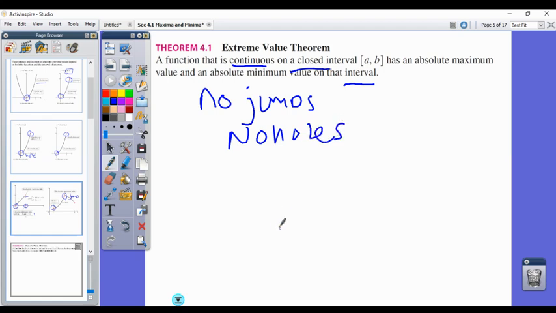Okay, so even if I had something like, here, let me switch colors. Let's say I had something like this. So we only are looking at this interval here between, I don't know, negative something and positive something, right? It's telling me that because it's continuous and I have a closed interval, there has to be an absolute max and there has to be an absolute min, okay? So let's see that in action.